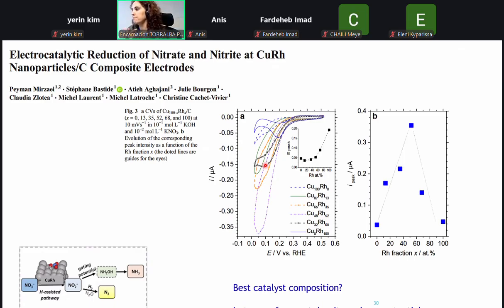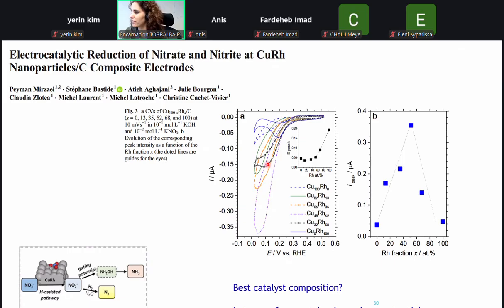Me, I would say, in terms of current density, the 48-52 is by far the one that provides the best current density. So for me, this is the most active. But in terms of overpotential, if I just look at the overpotential, pure rhodium is better. But for sure, this is not the best catalyst because the current is very small. So if you want to balance the two, you can take this one, yes. I like the answer.